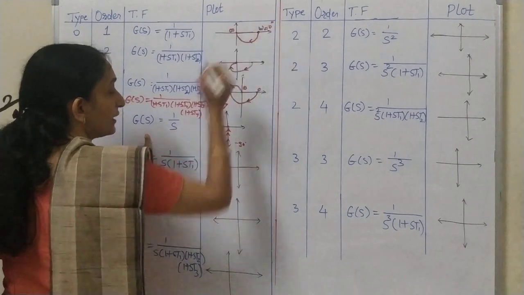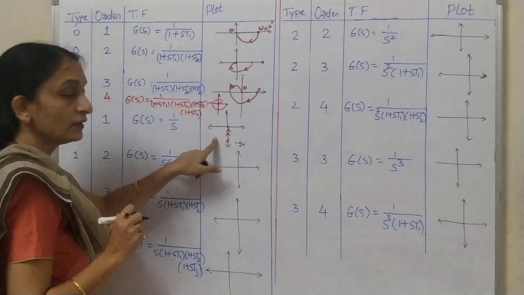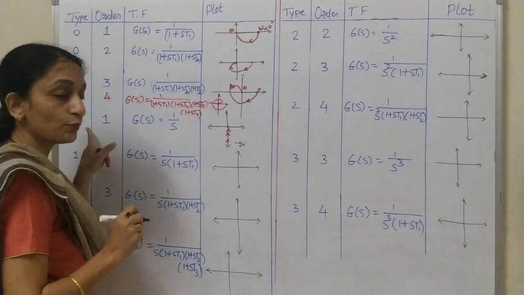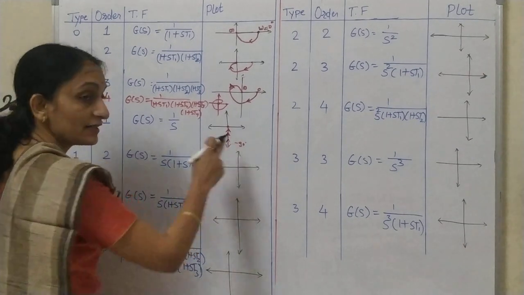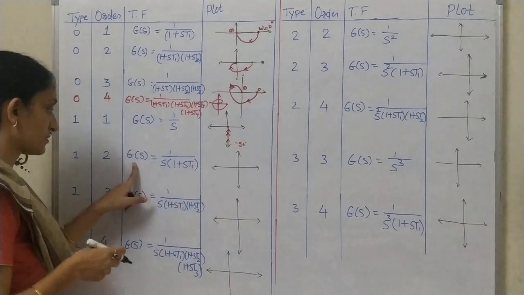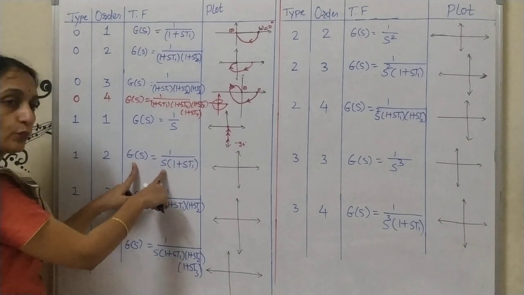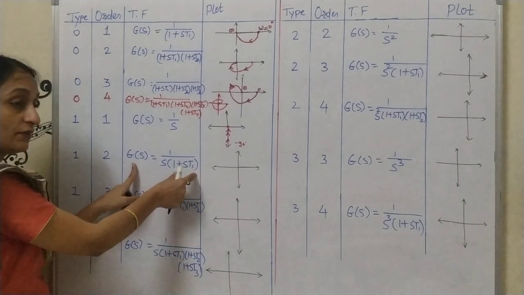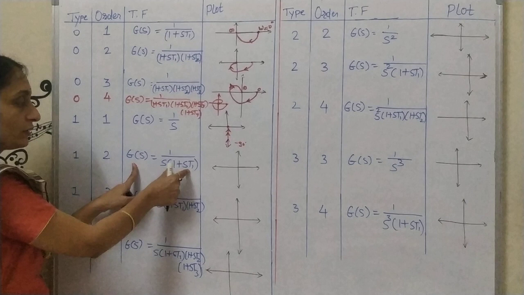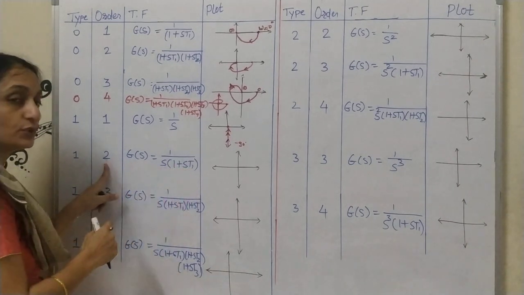So this is 0 degree line, and here actually for 1 by S type 1, the polar plot will always start with the minus 90 degree line, okay. Now next is actually here type 1, because one pole is there and I have added one real pole. So what will be the order of the system? S into S, it will be 2, okay.